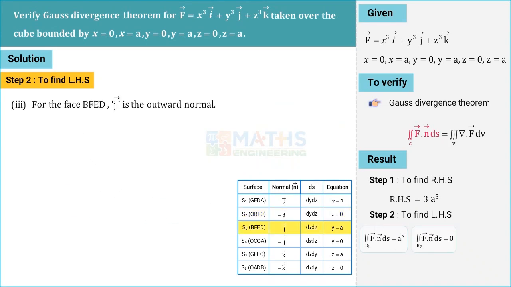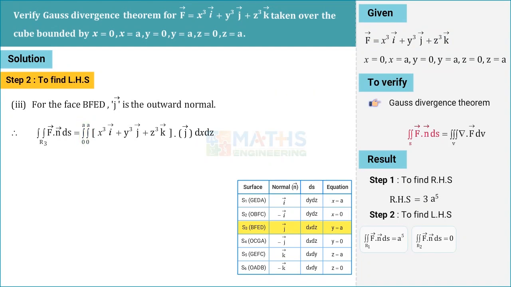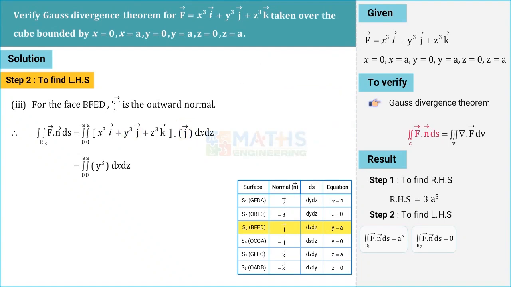Now let us consider the third surface. Here the normal is j vector. The integral value is equal to the double integral. We replace the F vector value dot n vector value dS value. Here the limit of x varies from 0 to a, and the limit of z varies from 0 to a. We apply dot product, so we multiply the jth components together. We get y cube. The remaining terms become 0. What is the y value here? y is equal to a. So we get a cube.